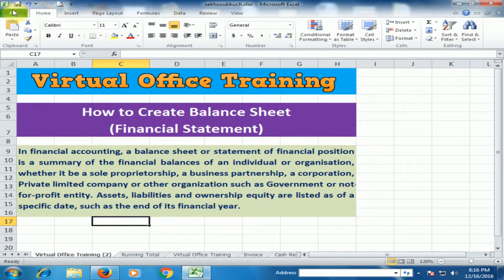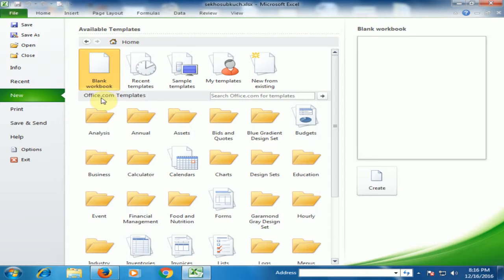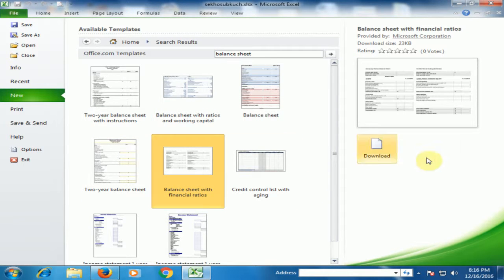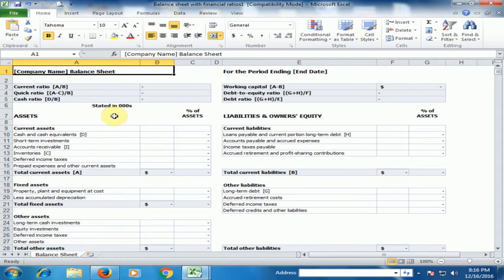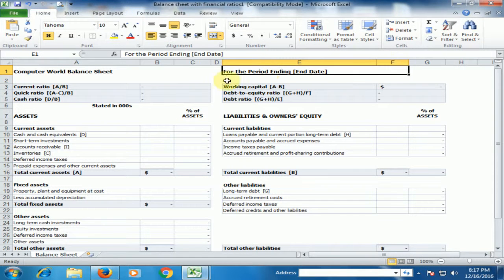Now, create a balance sheet. Go to File, New, and in Office templates just type balance sheet. Select the balance sheet with financial ratio and click download. Now the balance sheet is ready. You just have to type the company name. For the period ending date, just type it here.